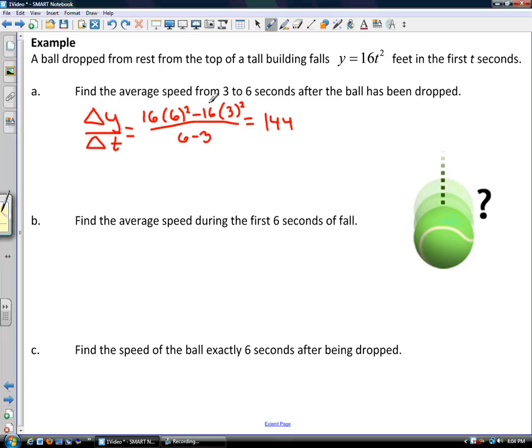And what about your units? Well, your change in y is being measured in feet, and your change in time is being measured in seconds. And we are dividing those, so it is feet per second, which makes sense because we were talking about speed, that it would be measured in feet per second.